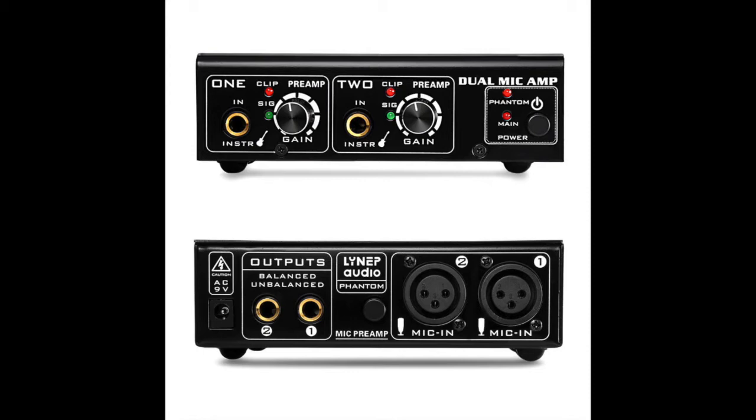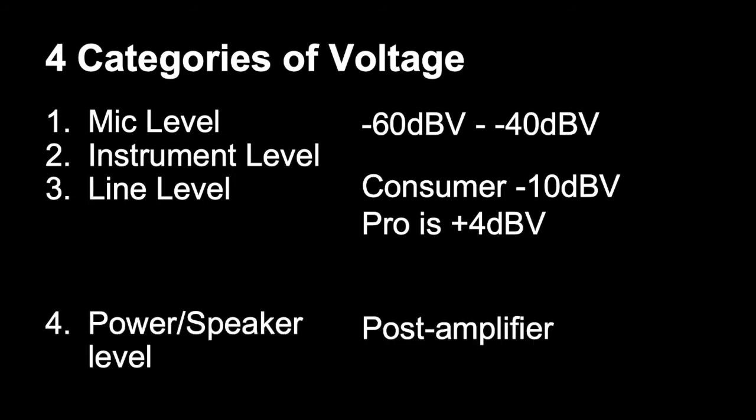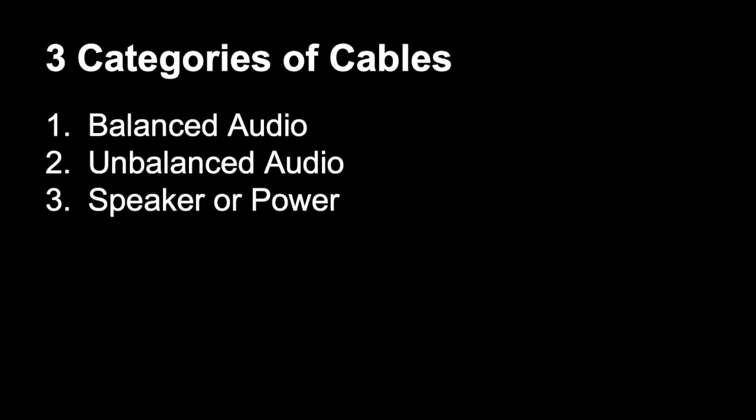When we're dealing with that, we have the two different voltages that come with that. Consumer gear runs at negative 10 dBV. Pro gear runs at plus 4 dBV. That also determines whether we're unbalanced or balanced when we're hooking up our line level signal. And our fourth voltage is the idea of our speaker or power. This happens after the amplification stage, not the pre-amplification stage from mic level to line level, but after the amplification stage. And now we're sending in massive amounts of voltage.